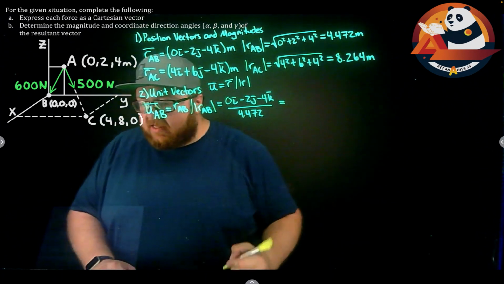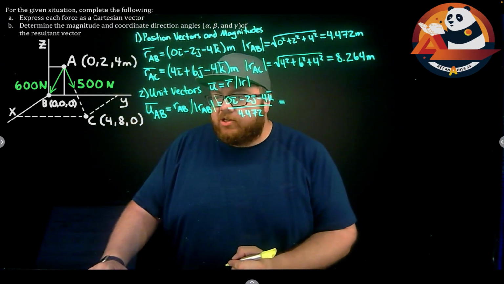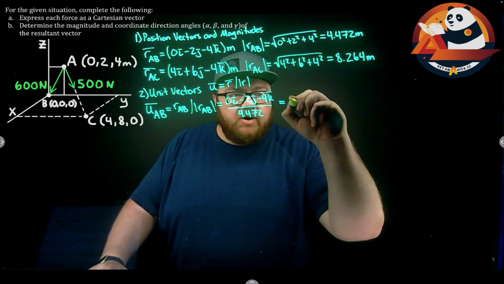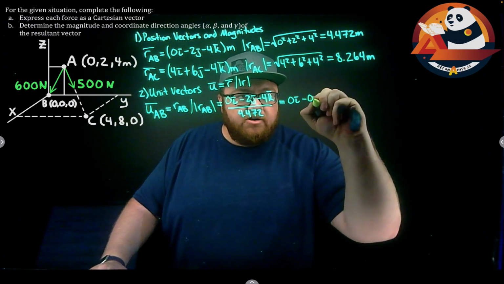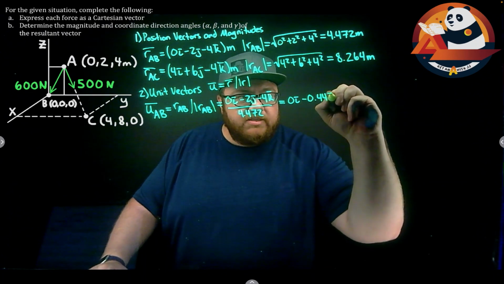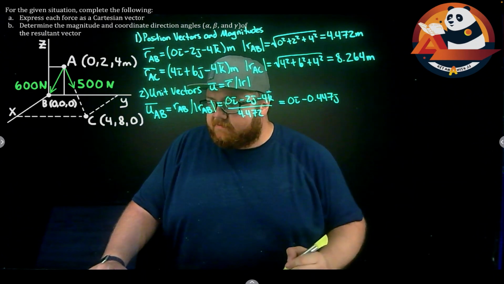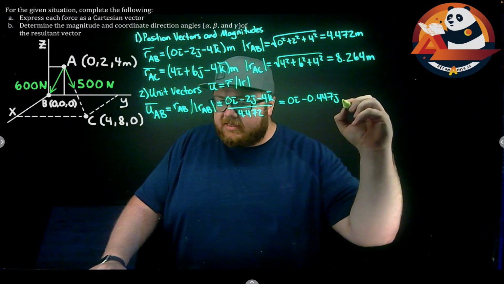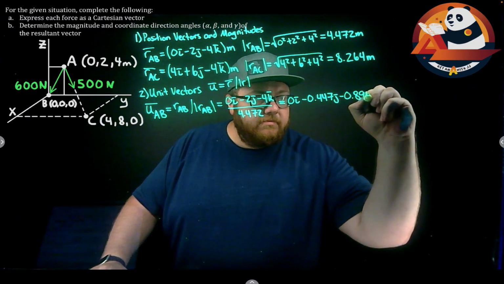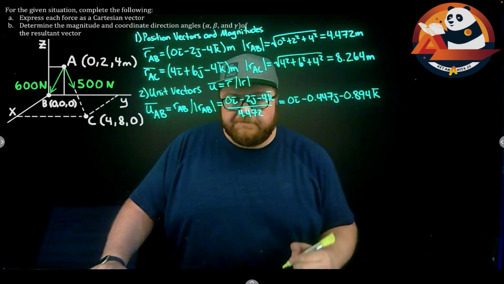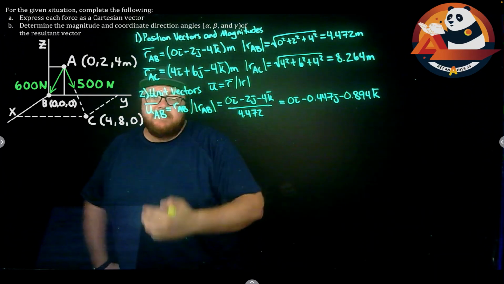Which will get me that UAB is 0I minus 0.447J minus 0.894K. And one more unit vector.